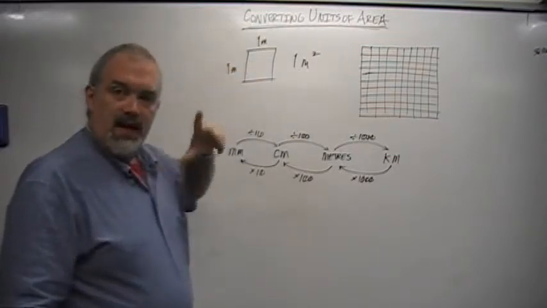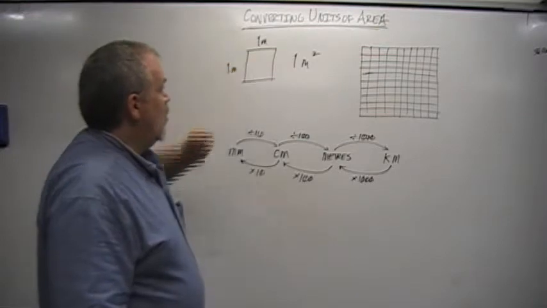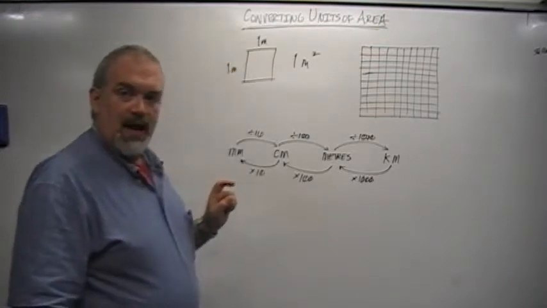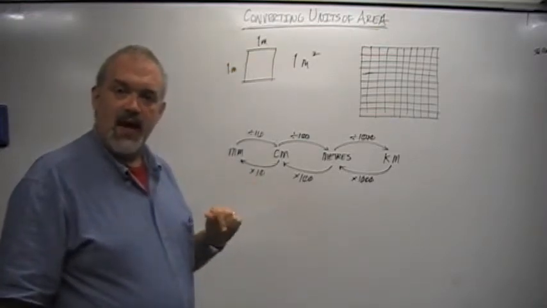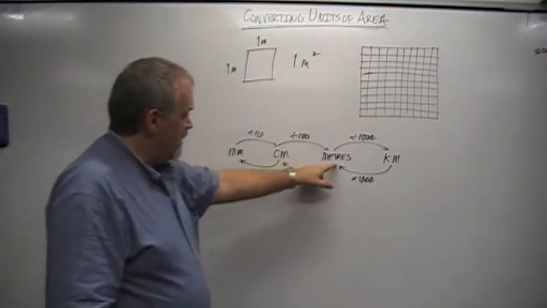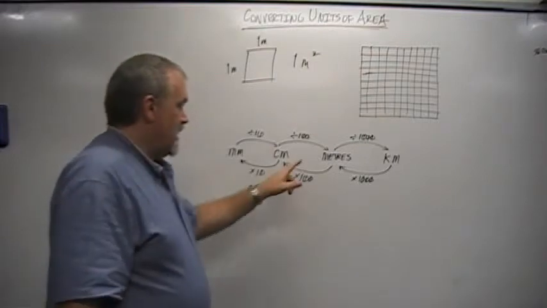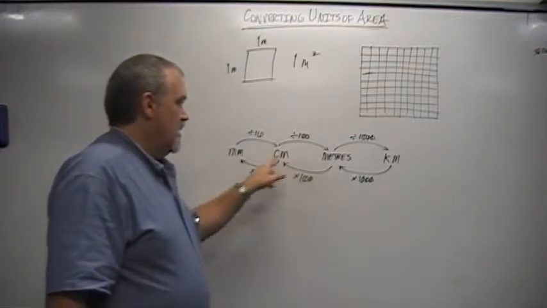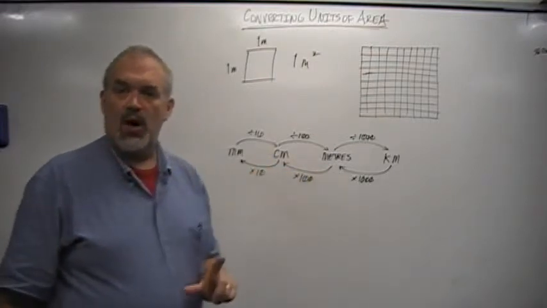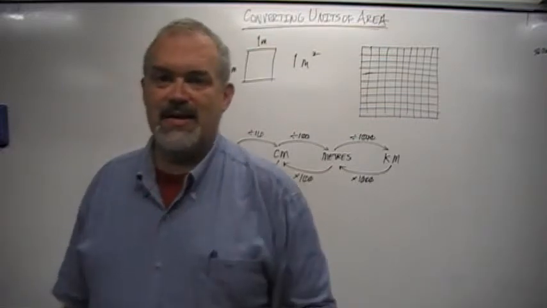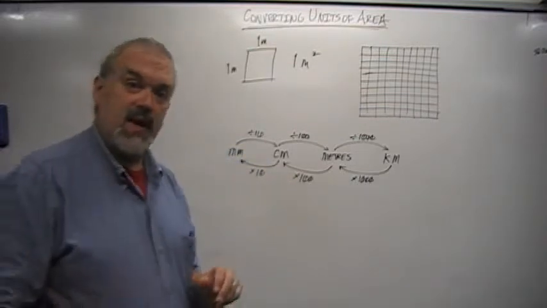Now, the common mistake is, if that's 1 meter squared, then how many square centimeters is that? And we think, well, we're going from meters to centimeters, so we multiply by 100, and we get 100 square centimeters. It doesn't work quite that way. Let me give you an example. I'm going to blow it up just a little bit to make it simpler.